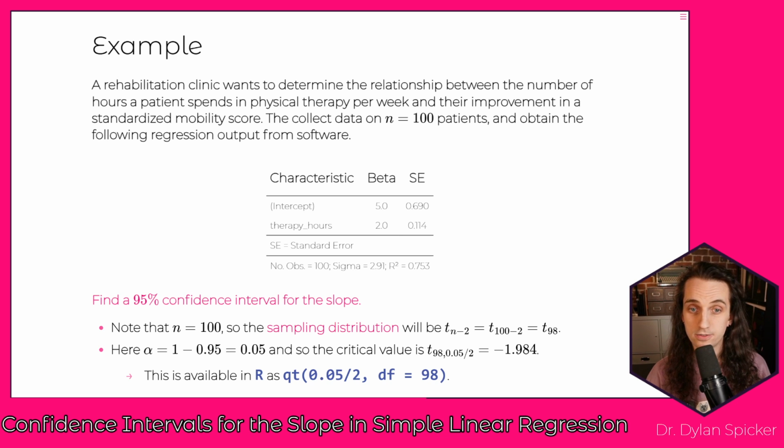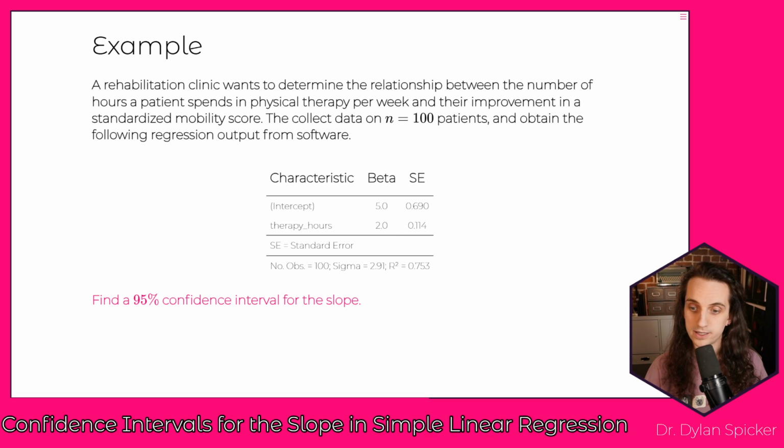And so if we want that critical value, we can use R to get it, right? qt is going to give us the critical value from the T distribution. The level is 0.05 divided by 2. The degrees of freedom is 98, right? So that's going to output that 1.984 here.